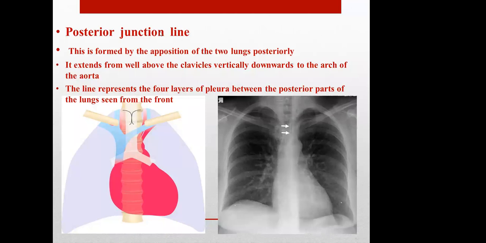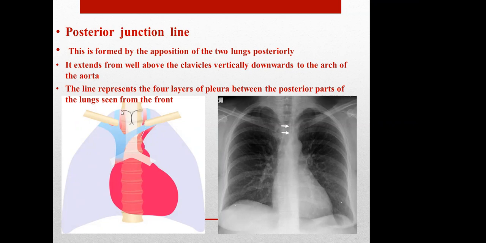The posterior junctional line is formed by opposition of the two lungs posteriorly. It extends from above the clavicle, from the level of T1, downward to the aortic arch. Sometimes it extends below the level of the aortic arch. This line represents the four layers of pleura between the posterior parts of the lungs seen from the front.